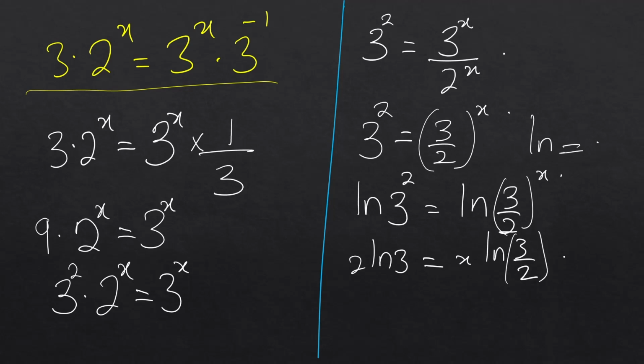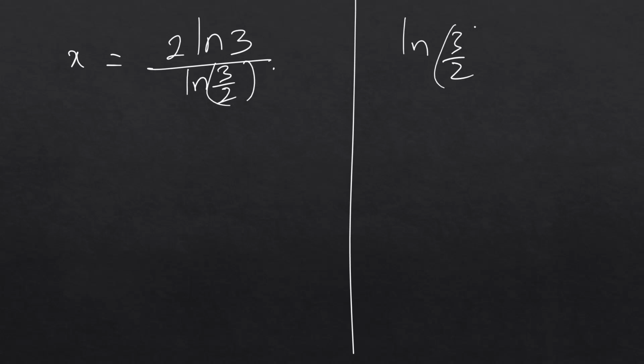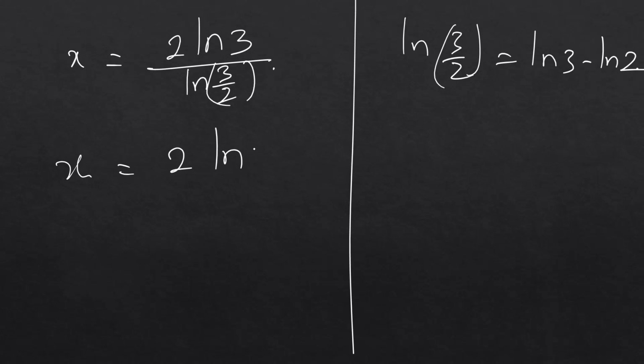You are hearing me saying log or ln. That is the same thing. So I'm going to make x the subject of the formula. Next line, I'm going to have that x is equal to 2 log 3 all over log 3 over 2. Remember, log 3 over 2 is still the same thing as log 3 minus log 2. So x is equal to 2 log 3 all over log 3 minus log 2.